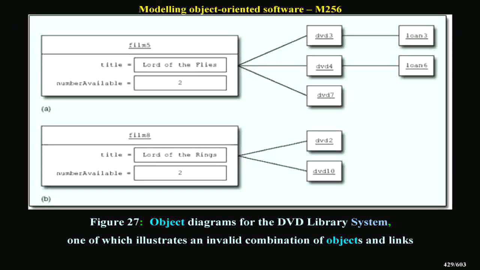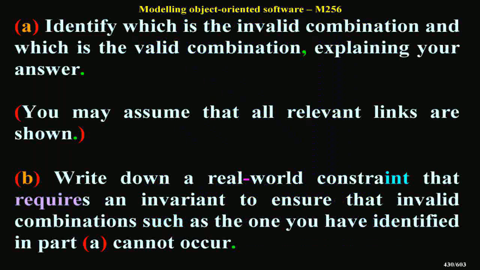Figure 27, object diagrams for the DVD library system, one of which illustrates an invalid combination of objects and links. A. Identify which is the invalid combination and which is the valid combination. Explain your answer; you may assume that all relevant links are shown. B. Write down a real-world constraint that requires an invariant to ensure that invalid combinations such as the one you have identified in Part A cannot occur.